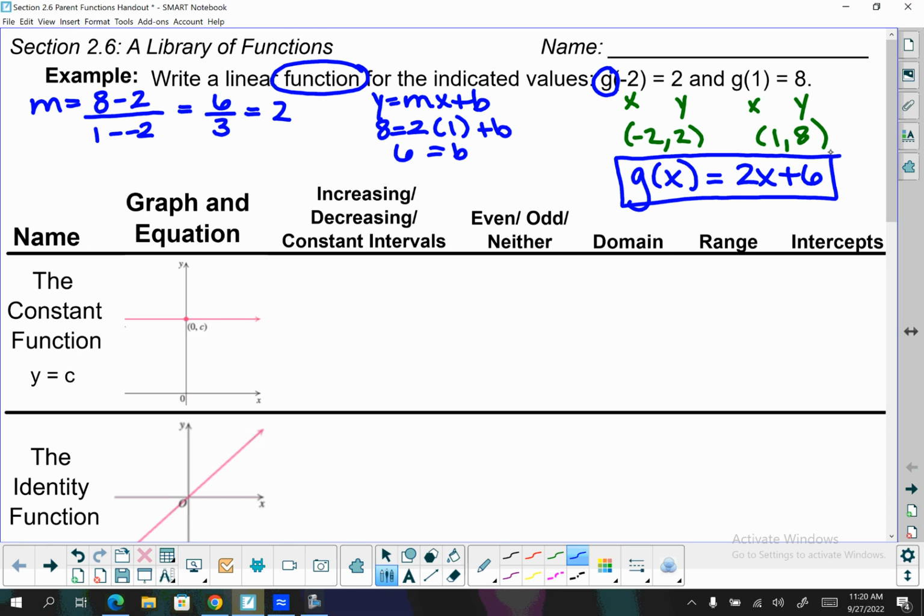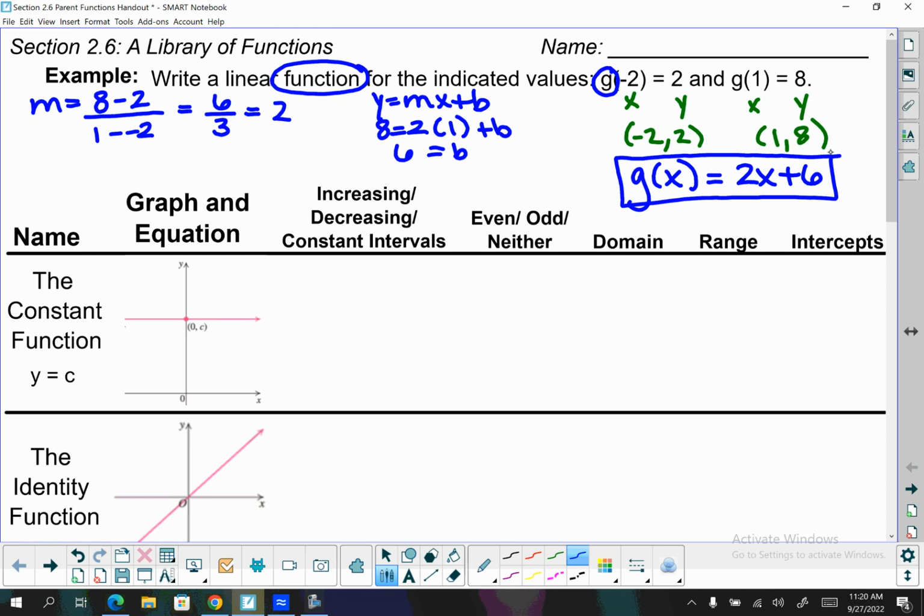Okay, questions there? Yes. If they give you the name of the function, you need to use it. If they don't do that, if it just says write the equation of a line and it doesn't say function or anything like that, you can put whatever you want. Y is fine. Okay, anything else on that one?